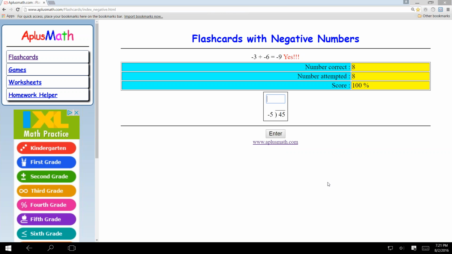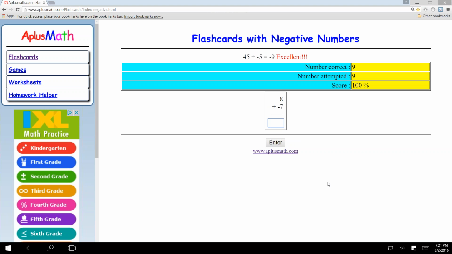-9. Always give me the plus or minus first, because that's what I want you to think about. To think about that plus or minus. That's as important as the number combination. Good.